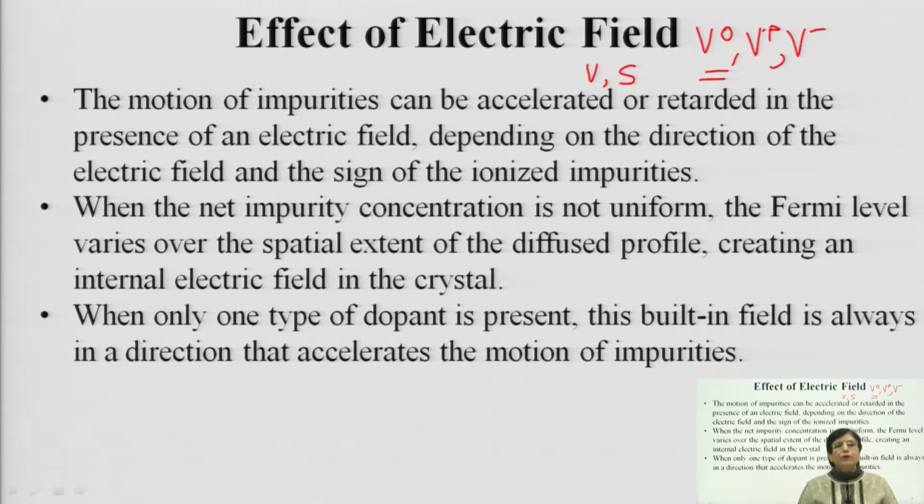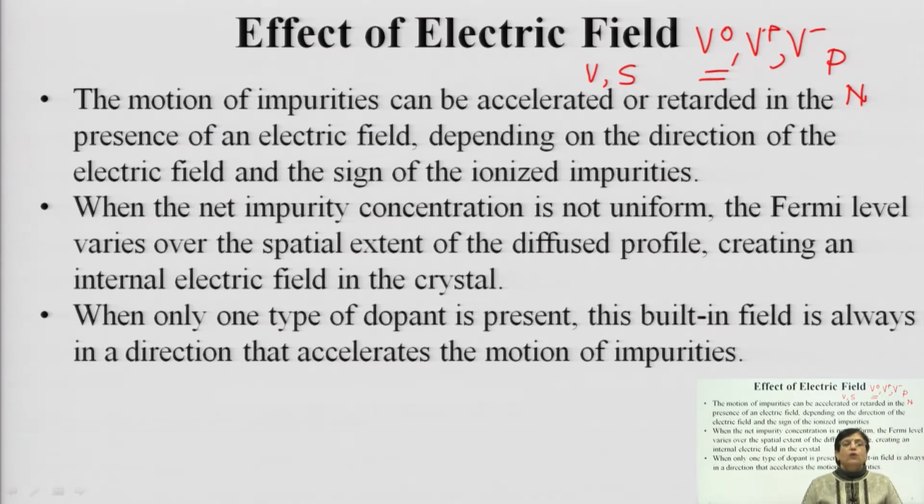Secondly, the net impurity concentration is not uniform, as the Fermi level varies spatially. If you have dopant species of p type or n type, the Fermi level will change, and accordingly the extent of the diffusion profile will change depending upon the way in which the species have been inserted. Depending upon the movement of the Fermi level, the impact of the electric field will also vary.